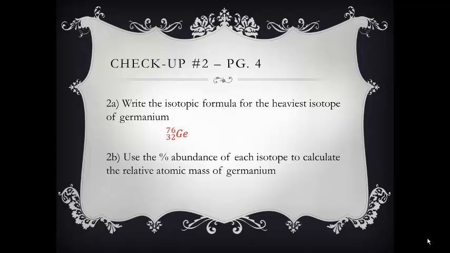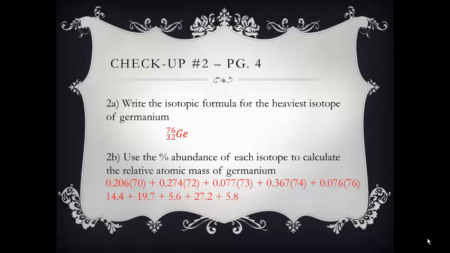So for 2a, the heaviest you should see on your chart is 76, so germanium 76, and then you have 5 isotopes of germanium: 20.6%, 27.4%, 7.7%, 36.7%, and 7.6%. You do all the same math, multiply them all up, then add them all together, and you should get 72.5 grams per mole. So make sure you know how to do that. It's simple math of multiplying and adding.